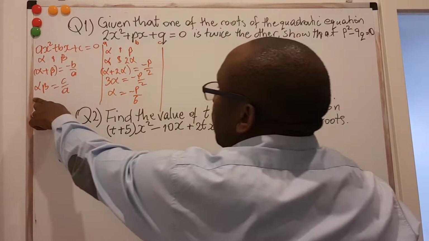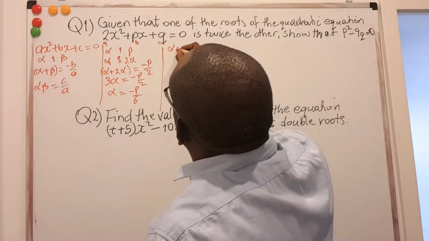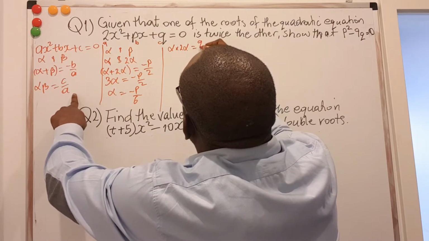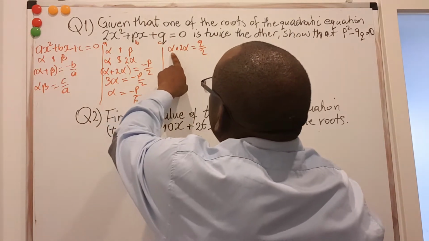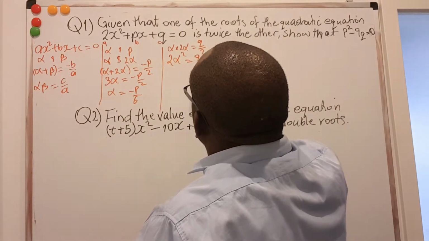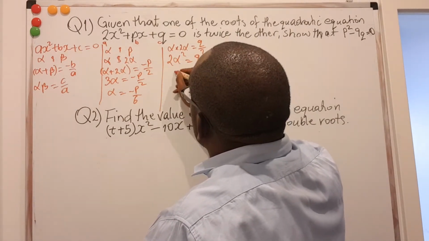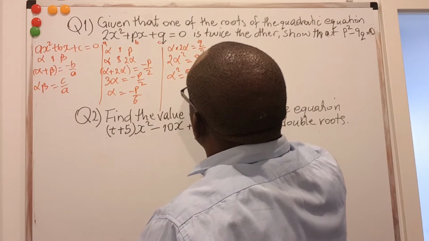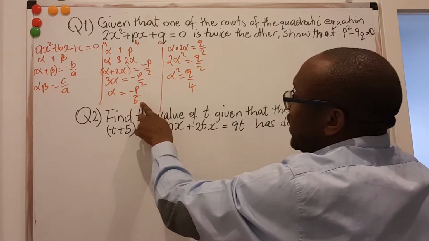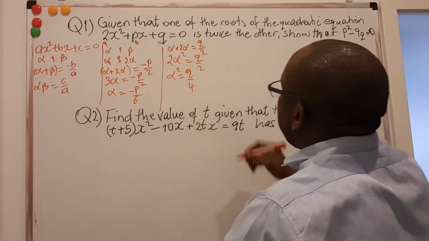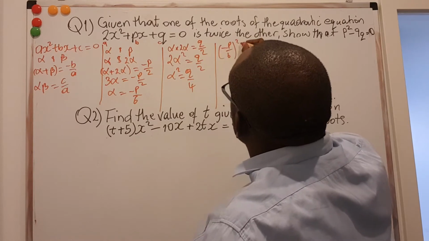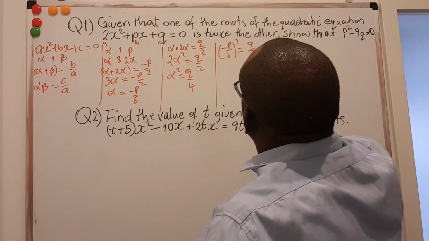So let's look at the product of roots. So alpha times 2 alpha should be equal to c on a. That's q divided by 2. Alpha times 2 alpha is 2 alpha squared. And that's q on 2. If I divide both sides by 2, I get alpha squared is equal to q on 4. But alpha here is minus b on 6. So I can just substitute it inside there. So that is minus b on 6 squared is equal to q on 4.